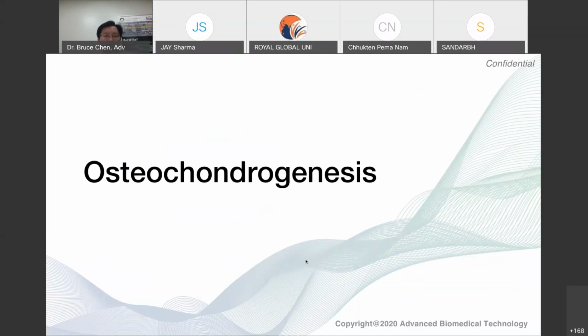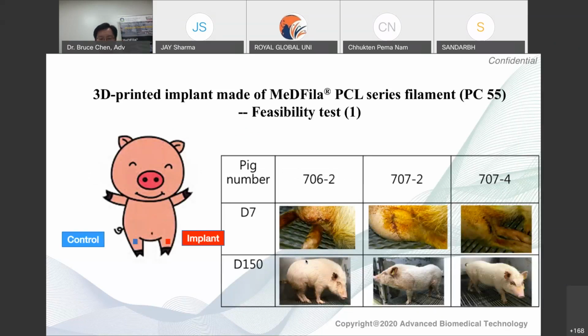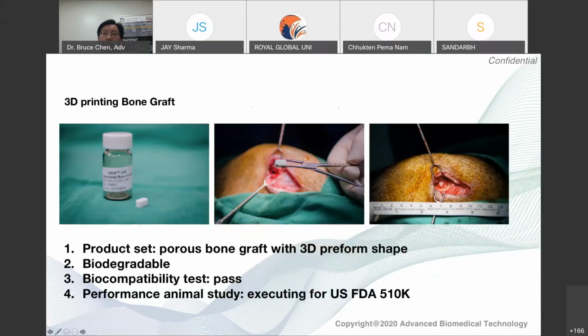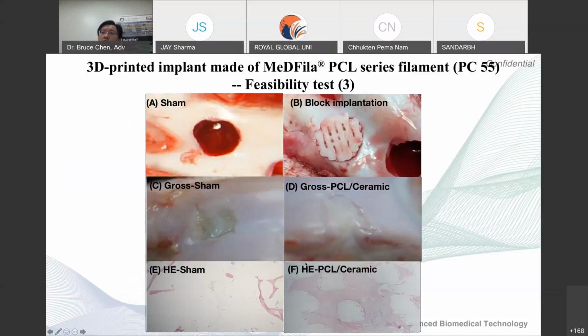So right now I can show you some of our current applications with a medical center in our local hospital. The first one, we engage with an orthopedic surgeon located in North Taiwan, at the biggest private practice hospital. And we try to observe the osteochondrogenesis process. We deliver a knee joint model, and we implant the 3D printed medical device implant printed with our Medfila. You can see the procedure: we create a defect and we insert the 3D printed implant into the knee joint defect. After that, we harvest and check the regeneration phenomena.